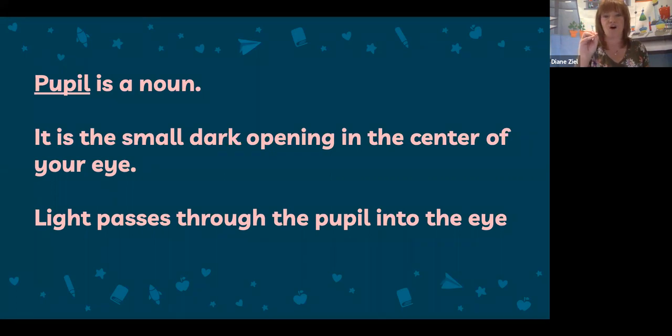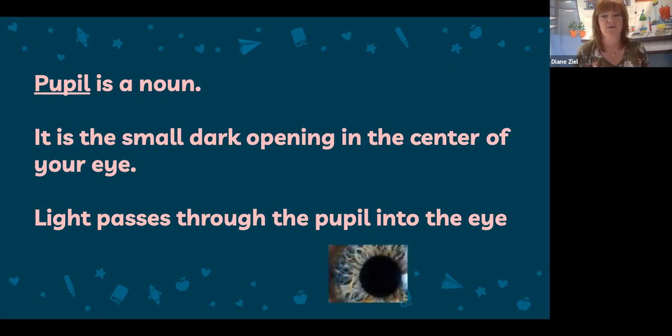So if you're in a dark place, the center black part of your eye might get very wide. And if you're in a very bright place, like in the sunshine, it will get very small to allow just the right amount of light into your eye to be able to see. So here's a close-up of the pupil of an eye.